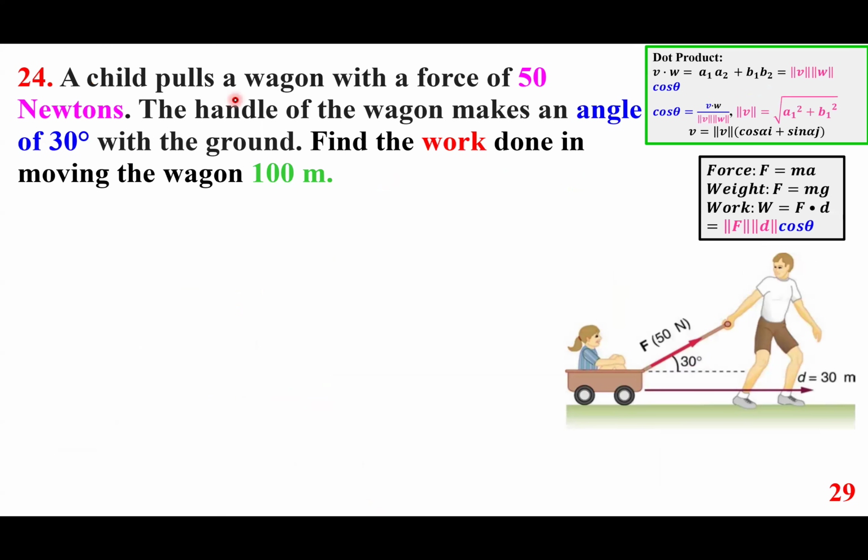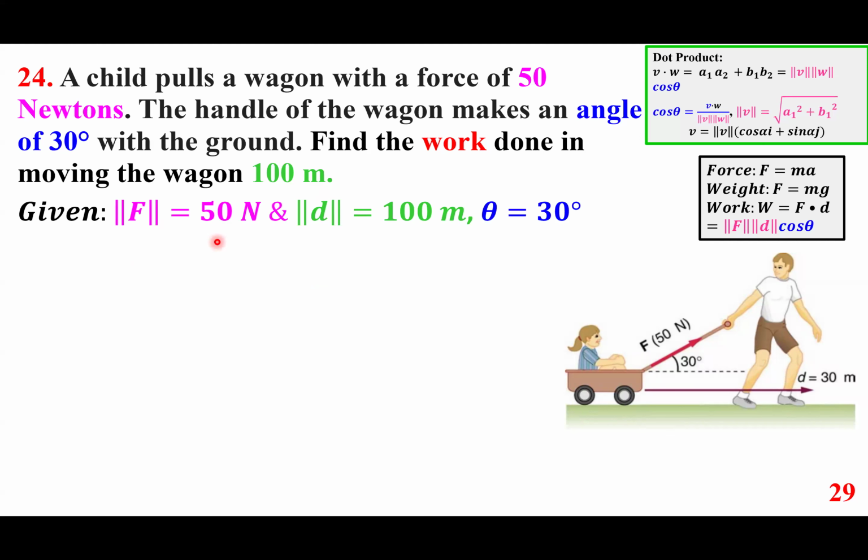A child pulls a wagon with a force of 50 newtons. The handle makes an angle of 30 degrees with the ground. Find the work done in moving the wagon 100 meters. So what is given? The force is 50 newtons, the magnitude. The distance we cover is 100 meters. But in this case, theta is not 0 degrees.